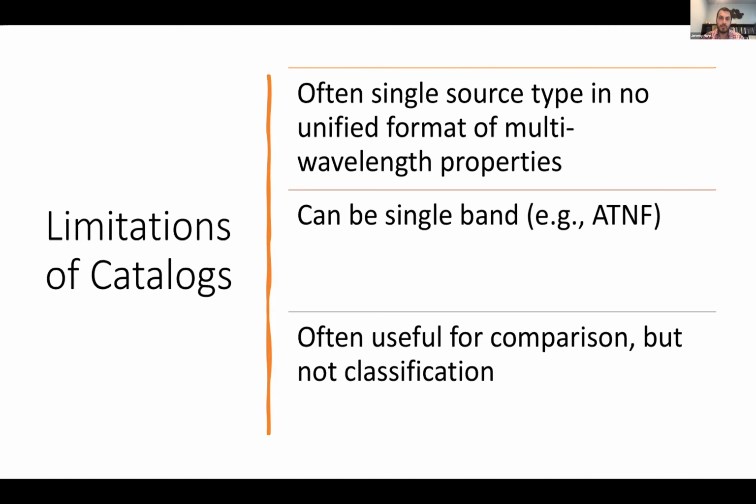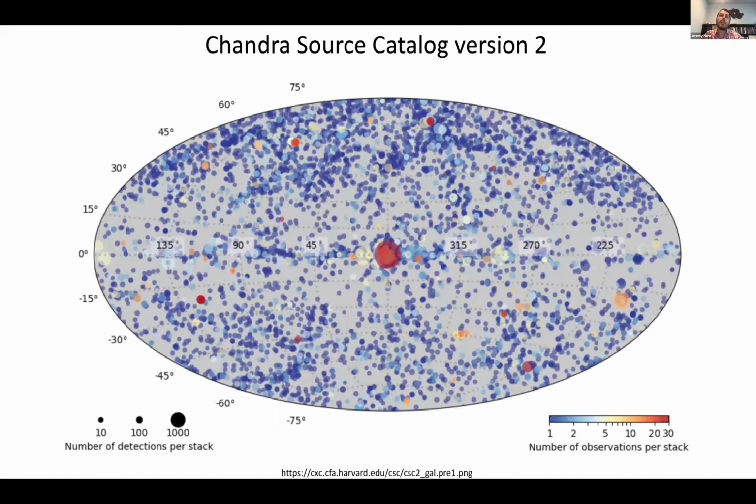And this is becoming increasingly more important as we continue to grow the number of X-ray sources detected with catalogs like the Chandra Source Catalog version 2, which has over 300,000 sources. Most of them are serendipitously detected, so don't have a classification. XMM also has a catalog, which has about 500,000 sources.